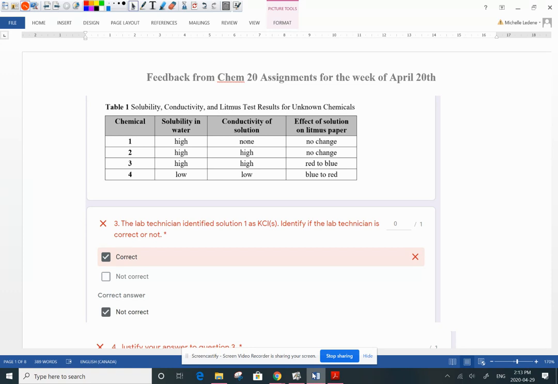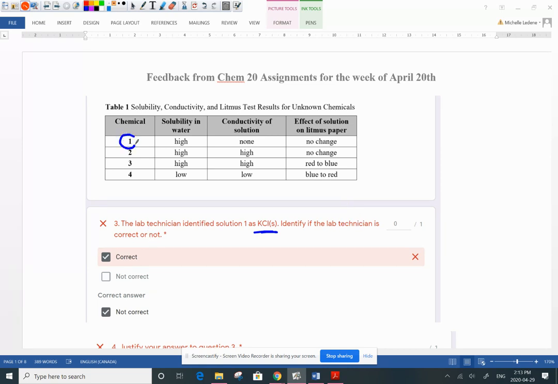With the formative on solutions, some students had trouble comprehending this chart and being able to justify their answer. So here's an example of a question. The lab technician is identifying solution 1 as KCl. Well, that's an ionic compound. So identify if the lab technician is correct or not.